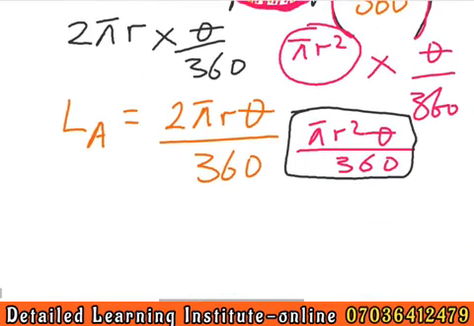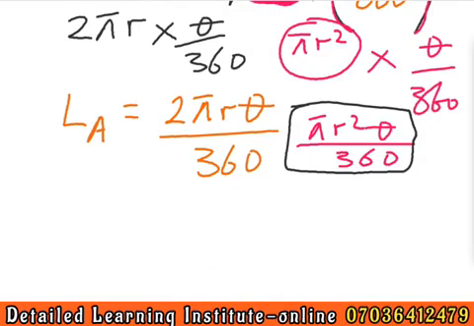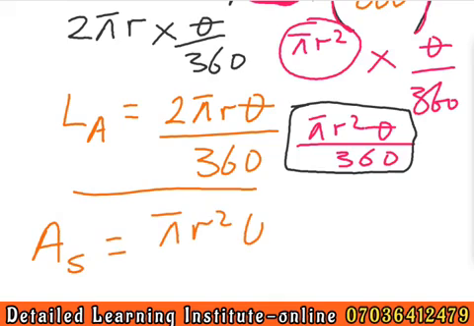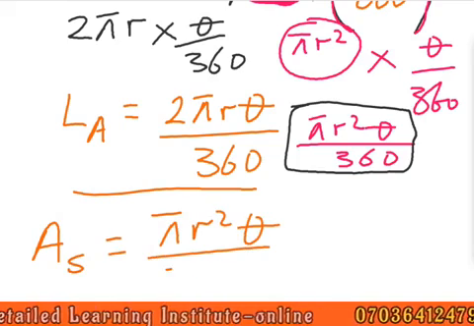So it's quite similar to that of the length of an arc. The formula for the length of an arc, we have said, is this very one, and then the formula for the area of a sector is going to be pi r squared theta over 360. Good.